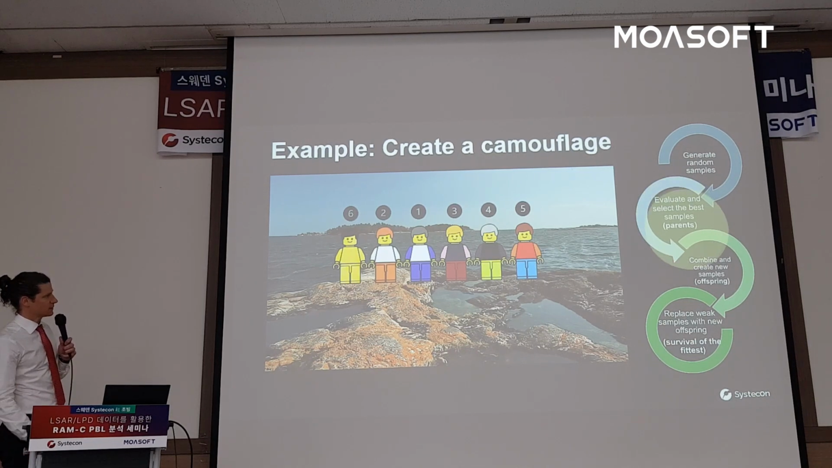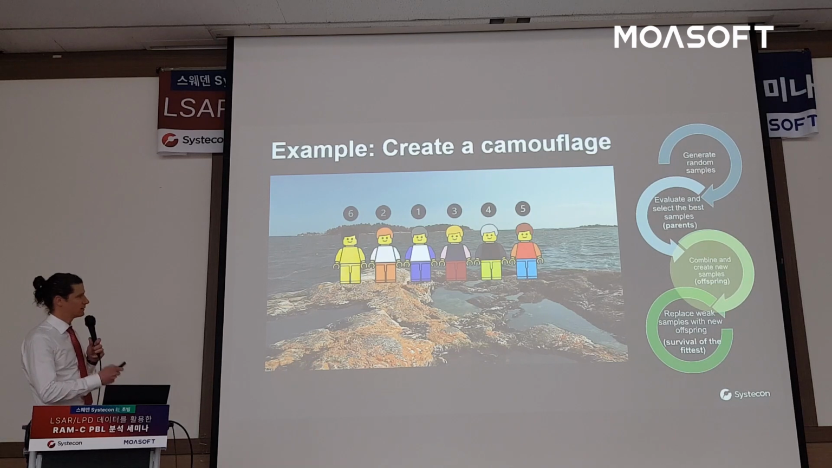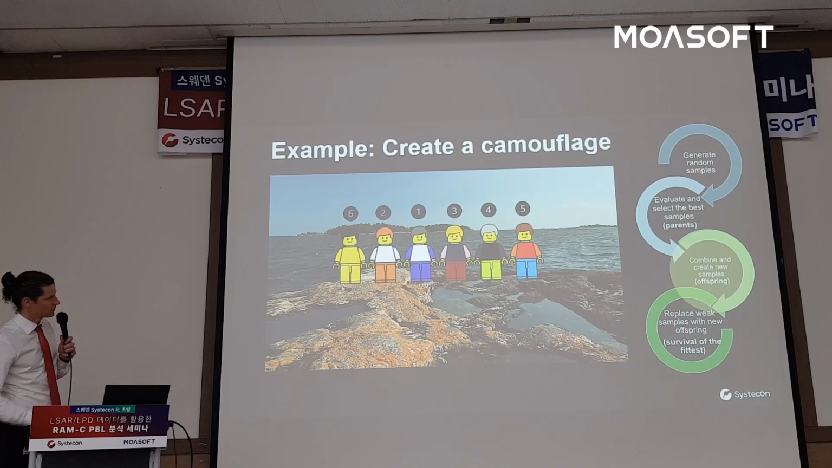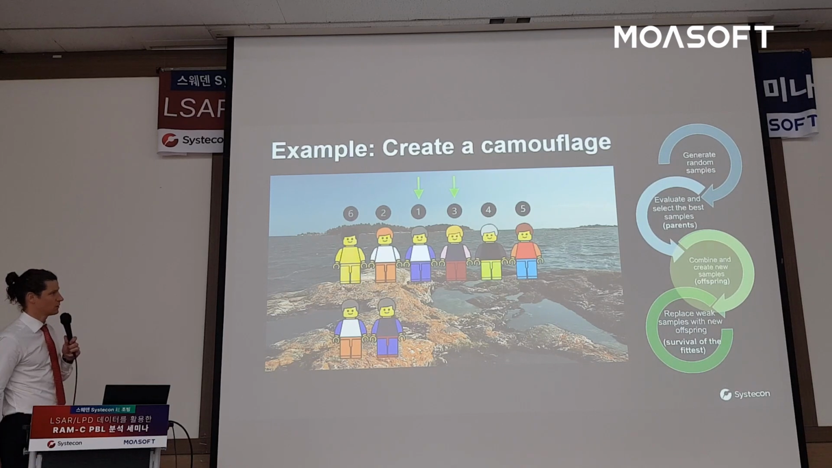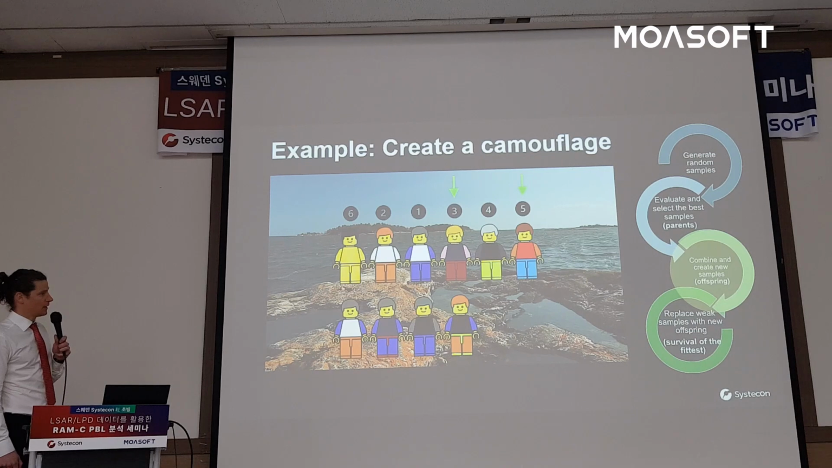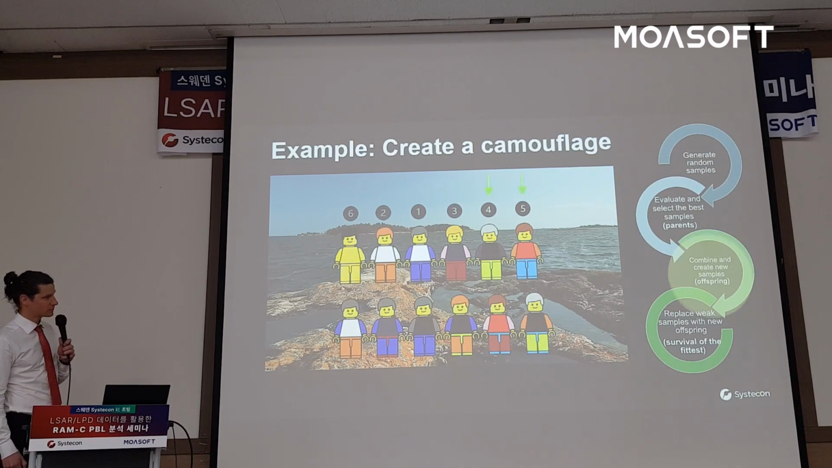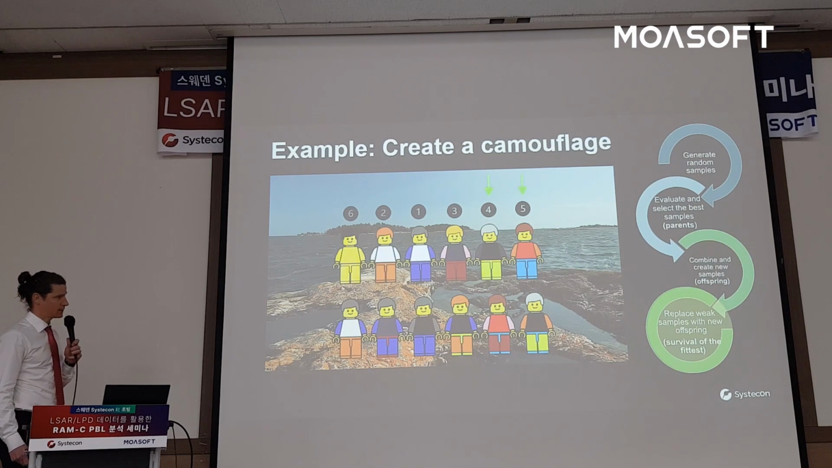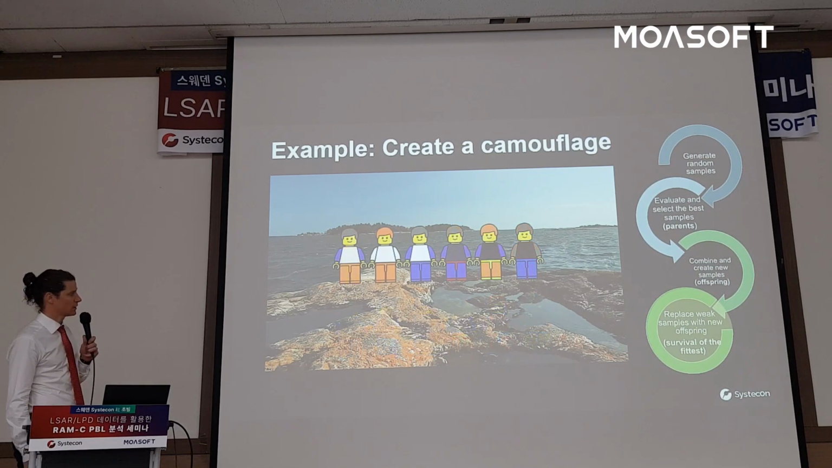So if we have this, we can now combine different outcomes here to create new ones. The first one would probably be to combine number 1 and 2, and that camouflage will look something like this. And then we combine 1 and 3 and create something new, 1 and 4 and get another one, and 2 and 4, etc. And after a while, we have a set of new samples here. And then we replace the weak ones with new ones.